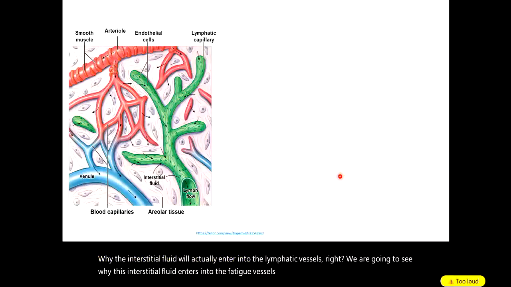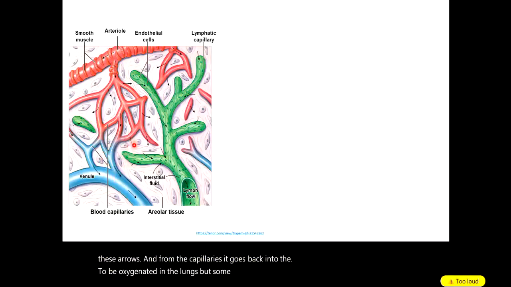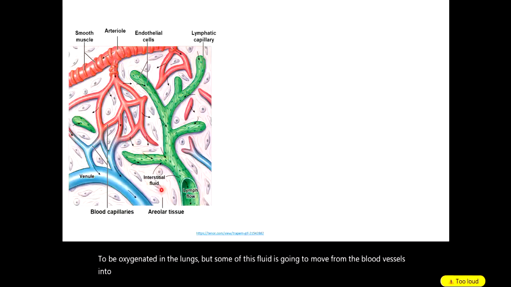So in this figure here on the left, this is just showing you the direction of the flow of blood. So here's the arteriole through which blood is flowing in this direction, and some of this blood flows down into the capillaries as shown by these arrows, and from the capillaries it goes back into the venule to be oxygenated in the lungs. But some of this fluid is going to move from the blood vessels into this interstitial space, and from the interstitial space it goes into the lymphatic vessels, and the question is why.